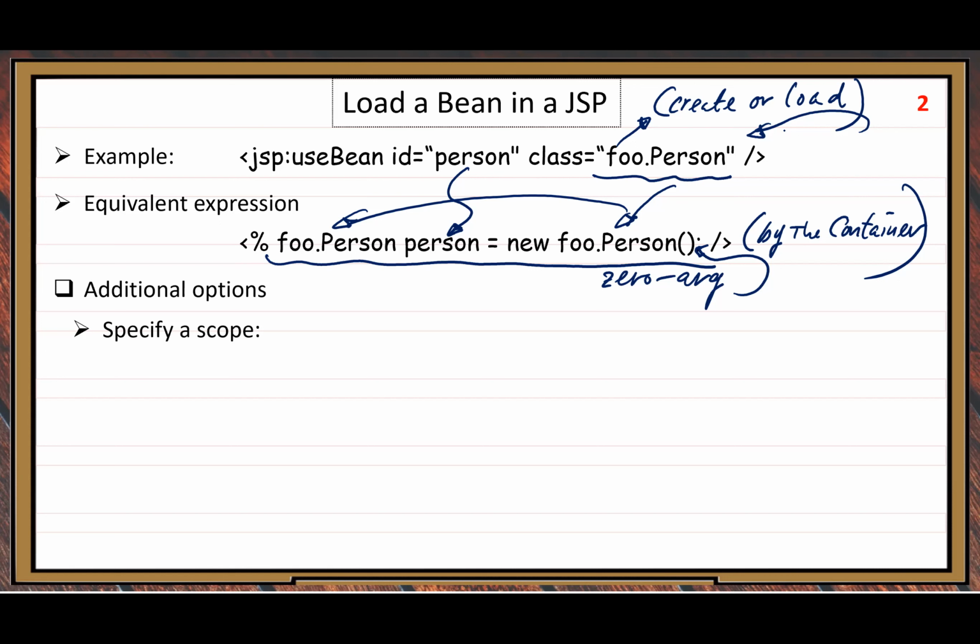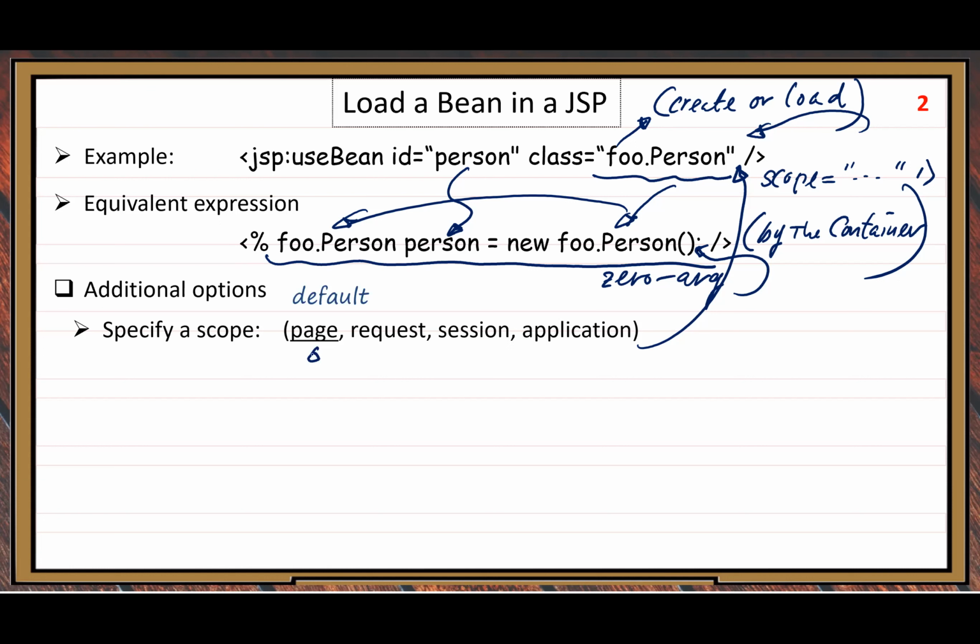Specify a scope. There are four scopes, so we have a chance to specify one at the end. Like scope equals, then you put a scope description after it: page, request, session, application. But for page, I put an underline, which means it's the default case. If you do not specify any scope, that means it's the page scope.